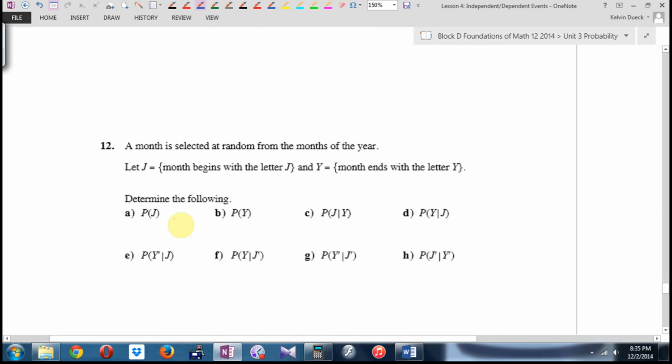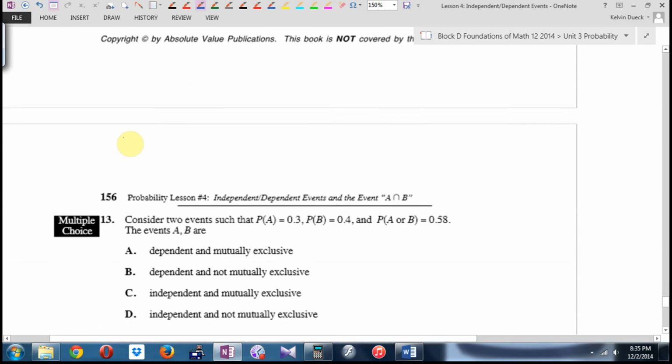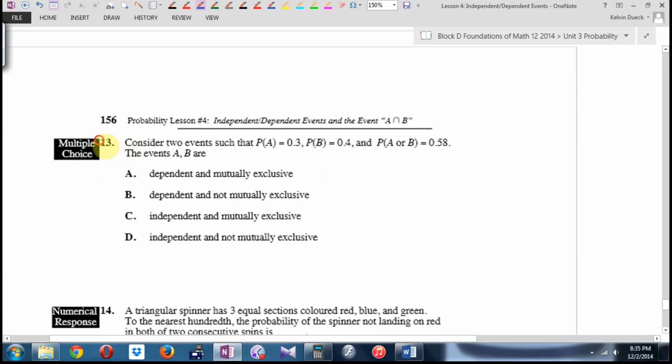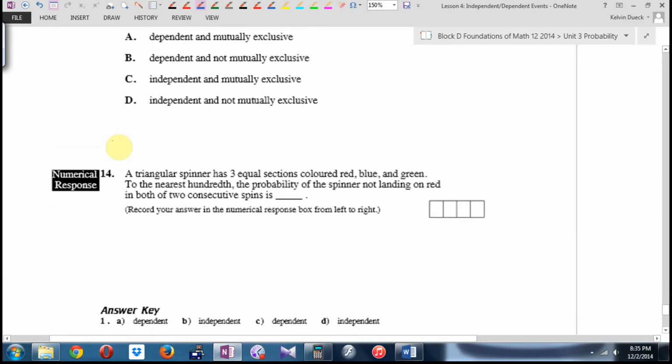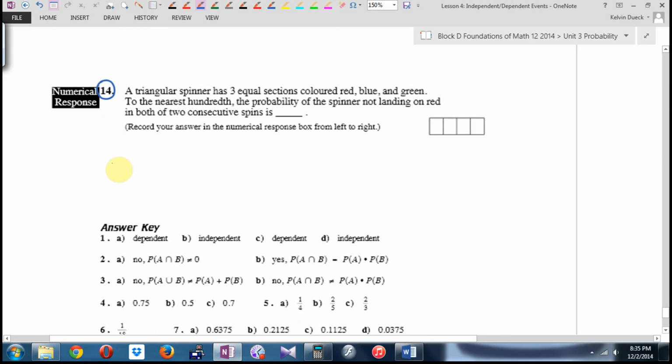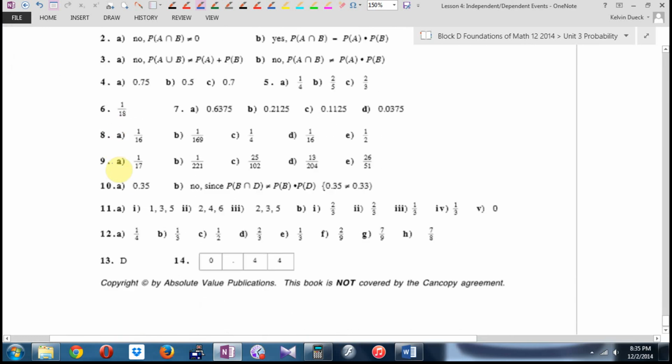A month is selected at random from the months of the year. Let J be the month begins with the letter J, I guess January, June, July. And Y be the month ends with the letter Y, January, July, May, December. No, that doesn't work. Try 12. Try 12. 13 is good. 14 is good. So I'm giving you everything, but you're going to have class to work on it as well. Make sure you check your answers.